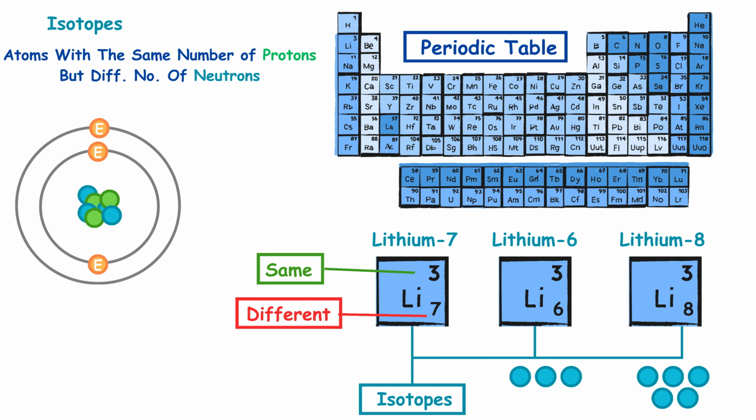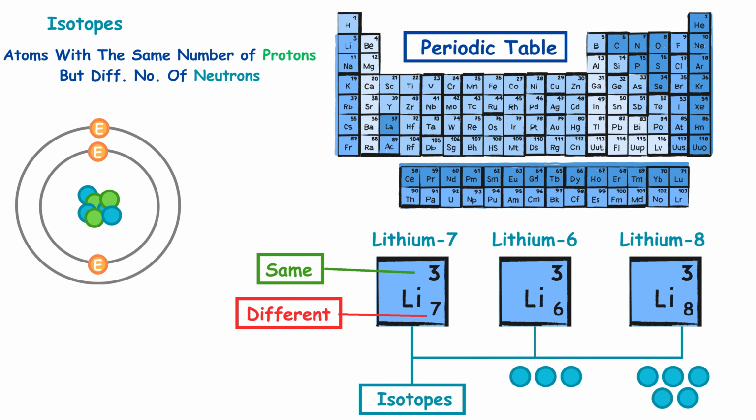Isotopes of an element are atoms that have the same number of protons, but different numbers of neutrons, so their mass numbers are different. For example, as well as lithium-7, which we've already looked at, there's also lithium-6, which has 3 neutrons, and lithium-8, which has 5. These 3 are all isotopes of lithium, same number of protons, different number of neutrons.